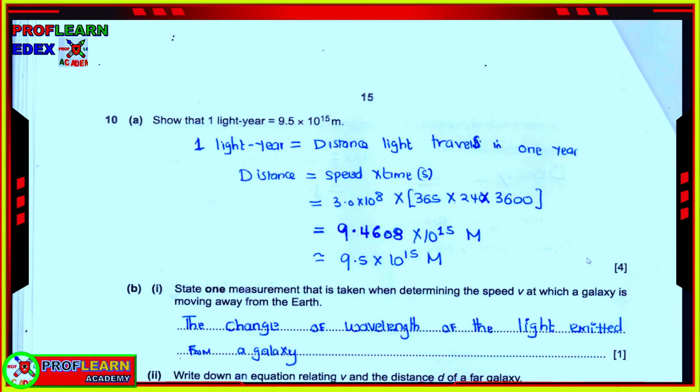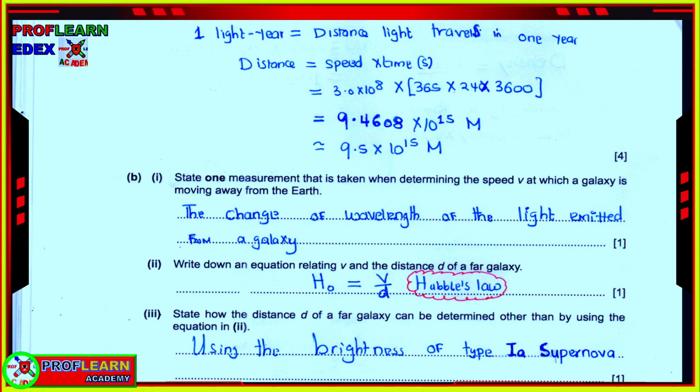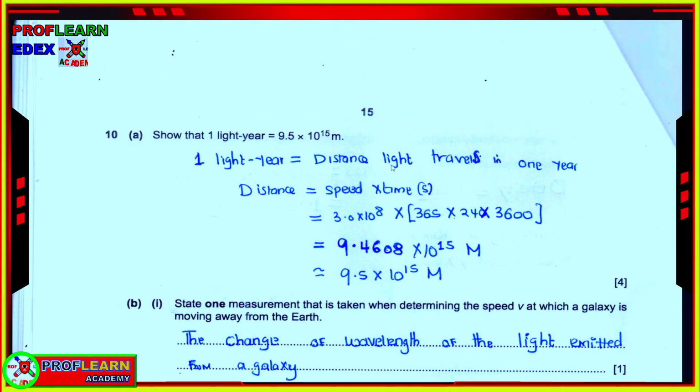So that 1 light year is equal to 9.5 times 10 raised to power 15 meters. We said one light year is the distance light travels in 1 year, which means that speed times time will give us that distance. And remember that time should be in what? In seconds. And that's what I did exactly at this point. If you work it out, you are going to get 9.4608 times 10 raised to power 15 meters. And if you round it correct to 2 significant figures, we are going to get 9.5 times 10 raised to power 15 meters.